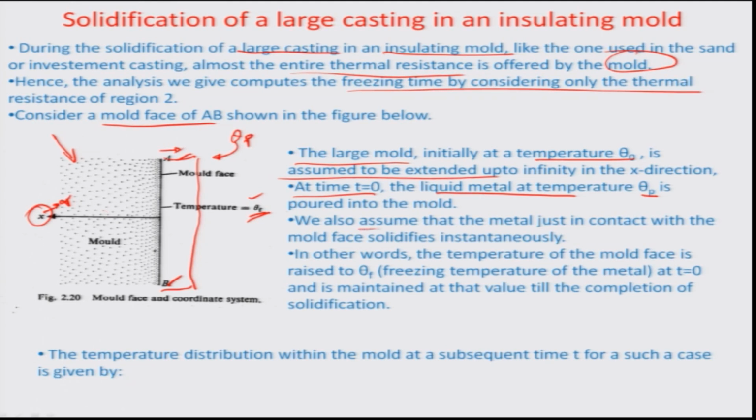So, we assume that the metal just in contact with the mold face solidifies instantaneously. In other words, the temperature of the mold face is raised to the freezing temperature of the solid liquid boundary at time t equal to 0, and is maintained at that value till the completion of the solidification process. So, let us look at what the temperature distribution would be in such a case.